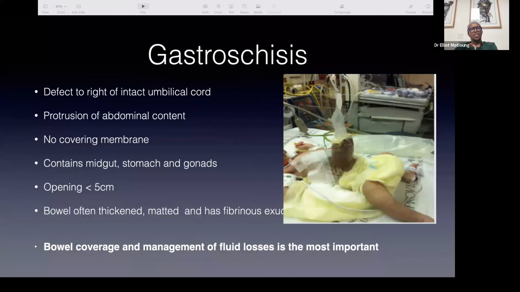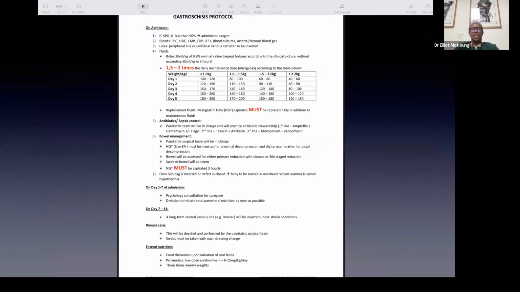So we need to know that the defect is towards the right, with protrusion of the abdominal contents, and there's no covering, and it contains gonads, and it's a smaller defect. I have included the protocol, which I will not go through, that we use, and the summary. We must be aware there are also unusual abdominal wall defects that we see, like pentalogy of Cantrell, which come to us and are associated with those.